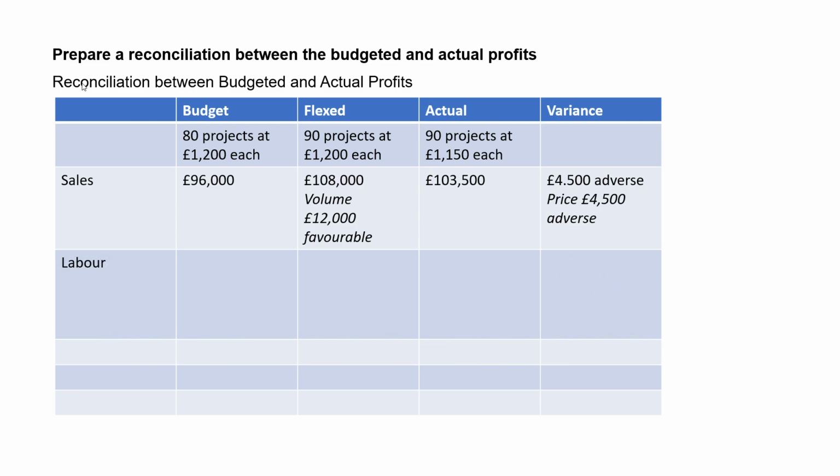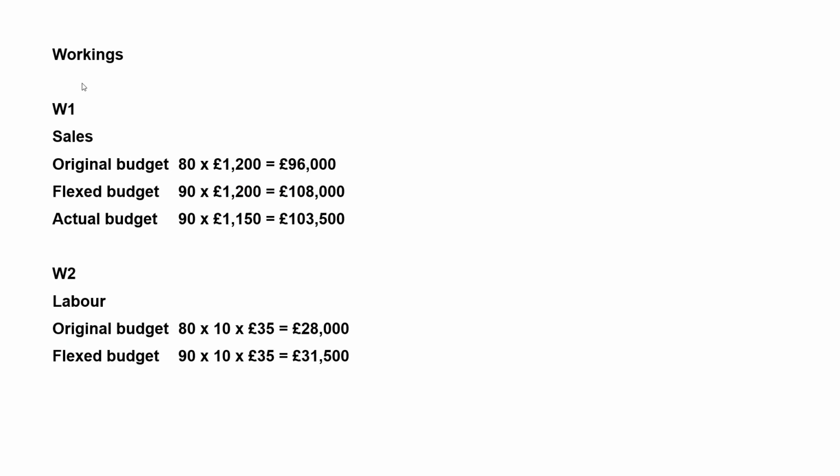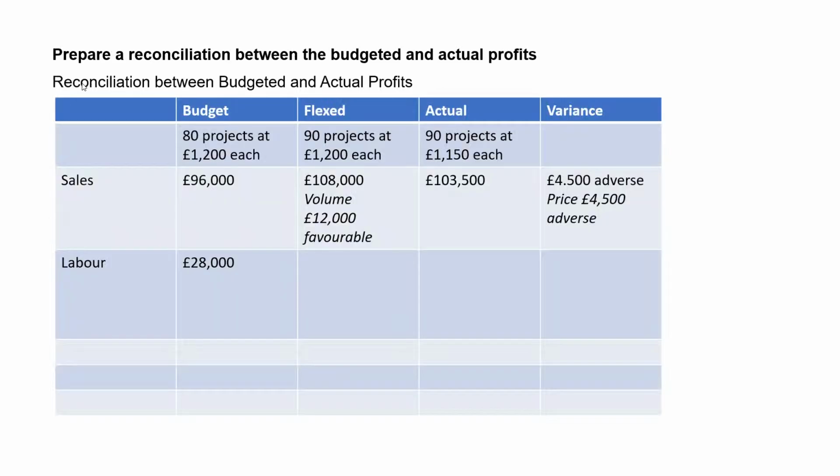Right, labour next now. So another working for labour. Original budget, so it's 80 projects, 10 hours at £35 per hour, £28,000. The flex budget, 90 projects, 10 hours per project at £35 per hour, £31,500. Whereas the actual was 90 projects, 13 hours at £32 per hour at £37,440. So we can now enter the labour figures. So the budget was £28,000. The flex budget, £31,500. And the actual was £37,440.